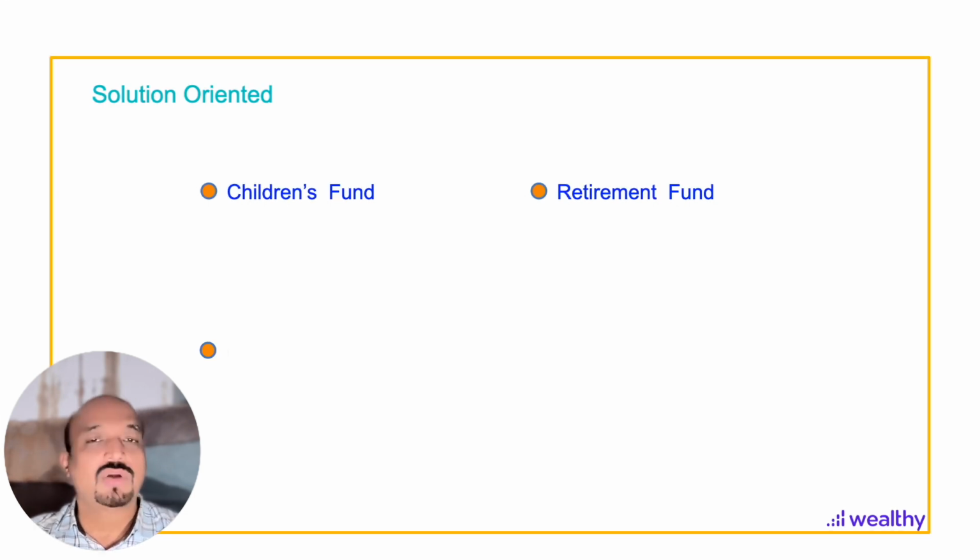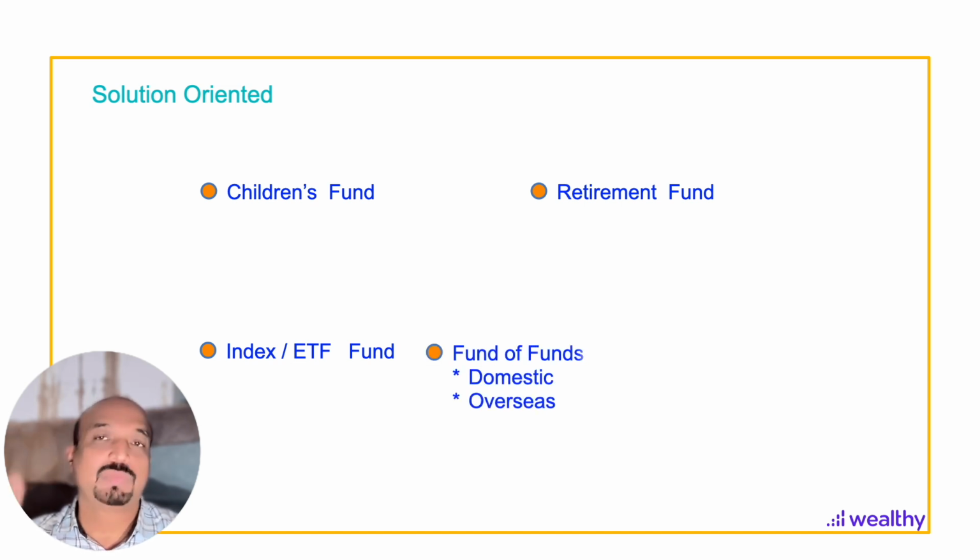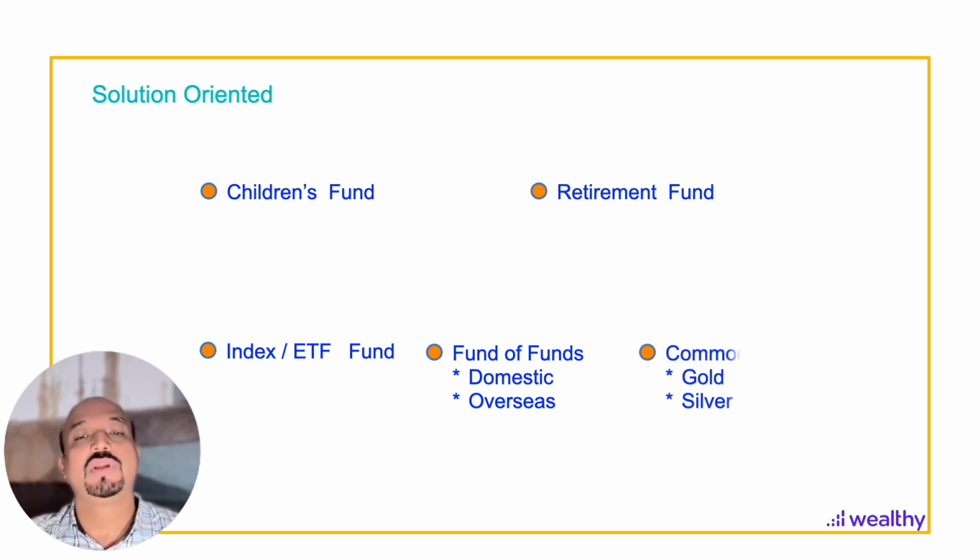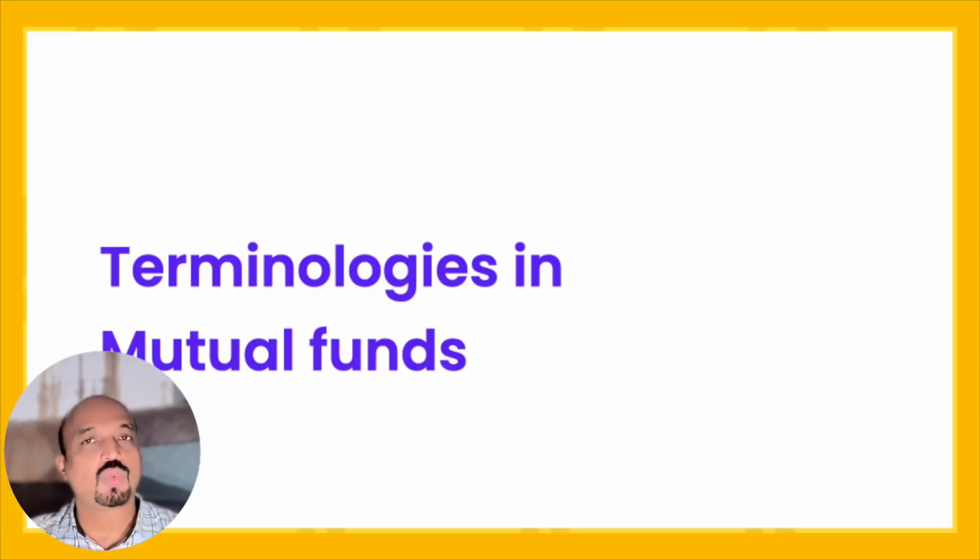Whatever funds do not fall under these categories are classified into others. It could be index funds, ETFs, fund of funds, which could be domestic investments or overseas investments. You also have commodities, which could be into gold. I hope you've understood the basics of how a mutual fund works and what kinds of categories of funds there are.